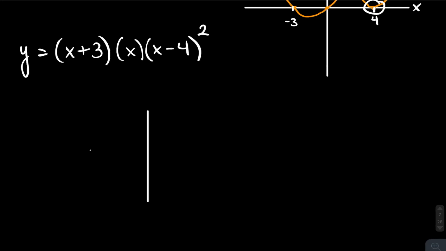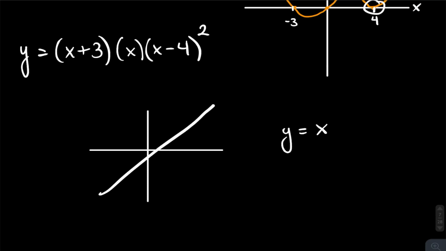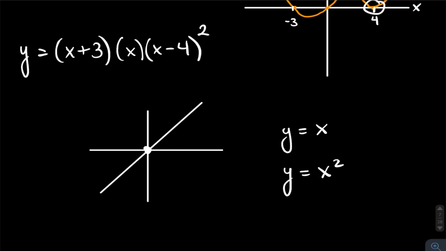Okay, and so let's think about it. Let's talk about y equals x. If we just have y equals x, that's just a line, and that crosses through the x-axis at x equals 0. But if we have y equals x squared, we get something a little bit different. We get this graph.